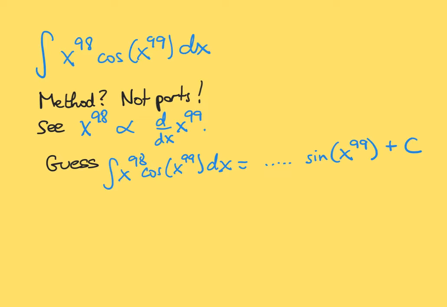And the pattern to spot here is that the factor outside of the cosine is essentially the derivative of the argument of the cosine. So the argument of the cosine is x to the power of 99, and if you differentiate that, you would get 99x to the 98. So x to the 98 is proportional to the derivative of the argument.